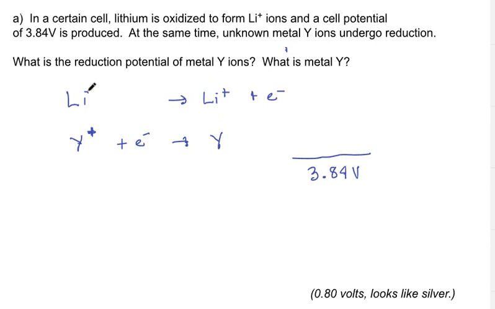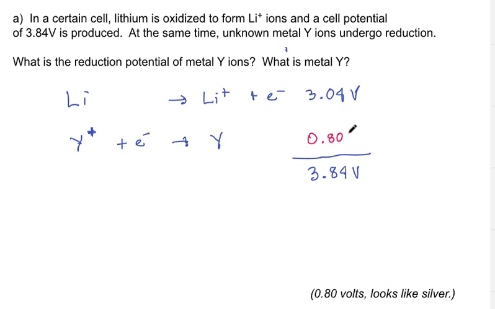Now we have the opposite of that. We have lithium metal oxidizing to lithium ions. And if a reaction is reversed, so is its voltage. So this would be giving us positive 3.04 volts. And the second reaction would be giving us some unknown amount of voltage. 3.84 minus 3.04 tells us that this Y reaction should be giving us 0.80 volts. It wasn't unknown for very long.